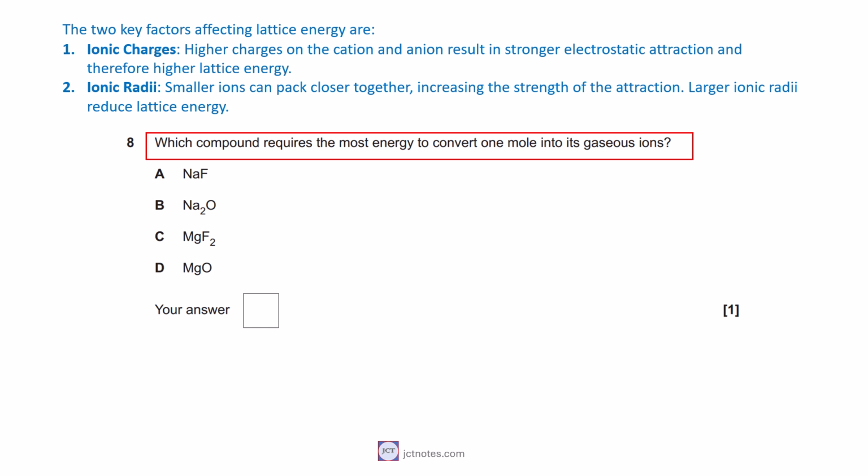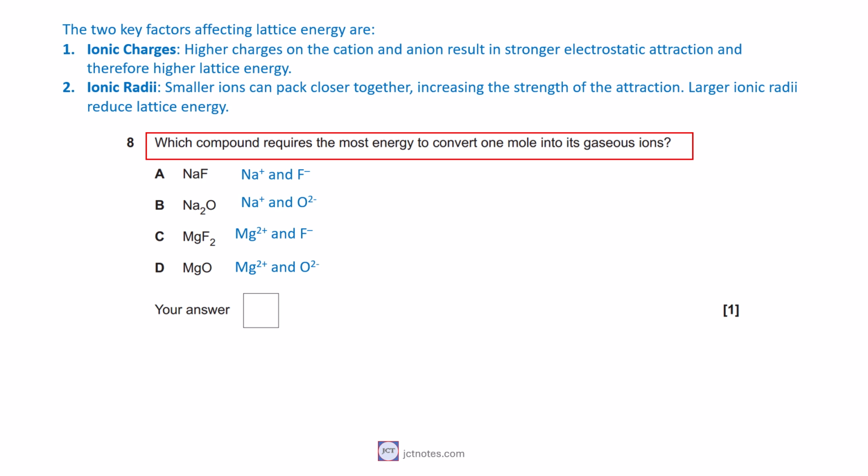Sodium fluoride is formed by sodium +1 and fluorine -1. Sodium oxide is formed by sodium +1 and oxygen -2. Magnesium fluoride is formed by magnesium +2 and fluorine -1. Magnesium oxide is formed by magnesium +2 and oxygen -2.